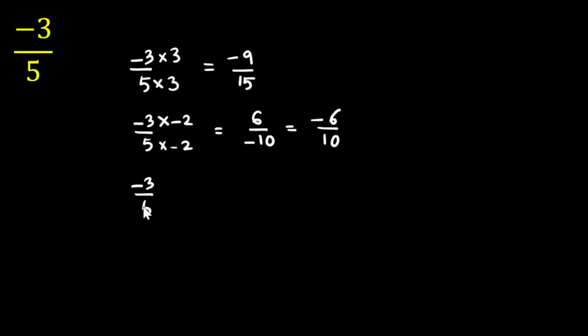Minus 3 by 5. I want to multiply by 5 now. Minus 3 into 5 is minus 15 divided by 25. Like this we can create equivalent rational numbers. 12 divided by 16. Not only multiplication, we can divide by the common factor also. So they have a common factor 2. I divide by 2. So 12 divided by 2 is 6. 16 divided by 2 is 8. So 6 by 8 is equivalent to 12 by 16.